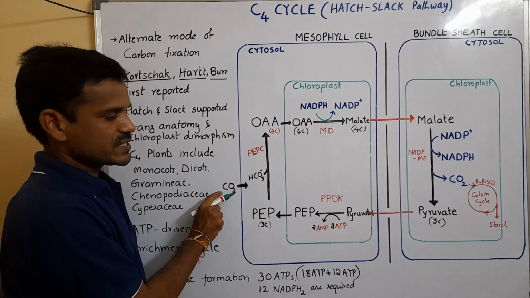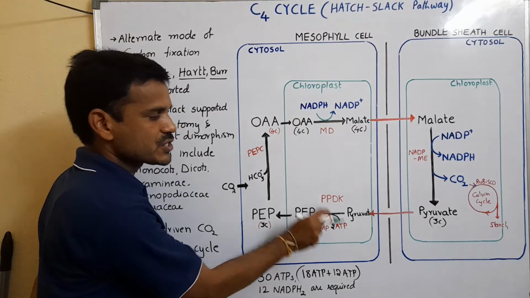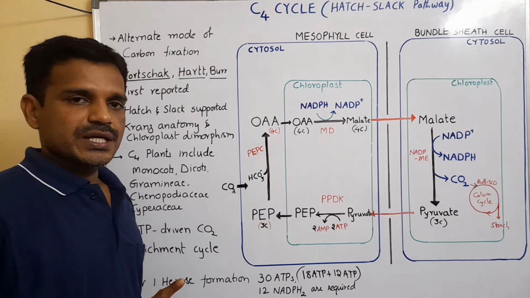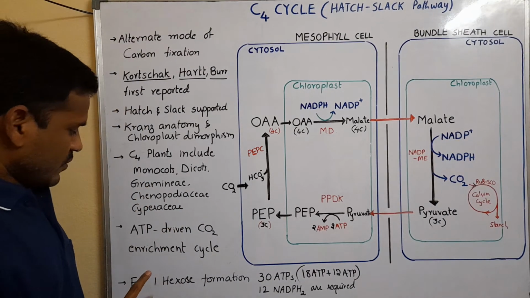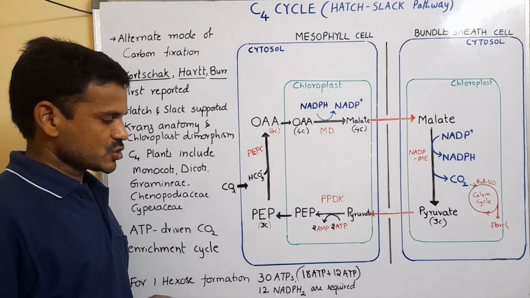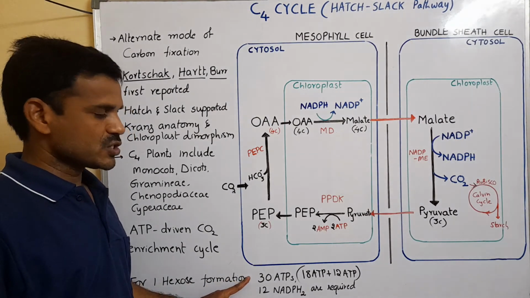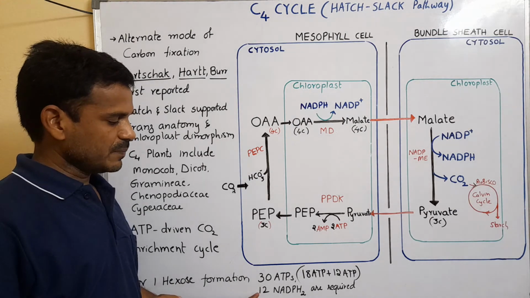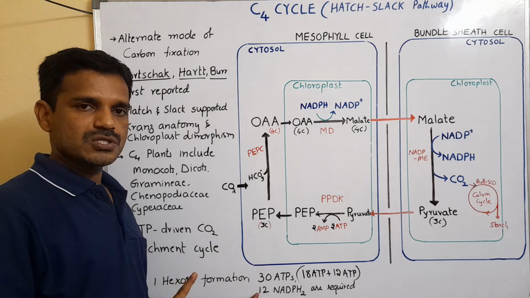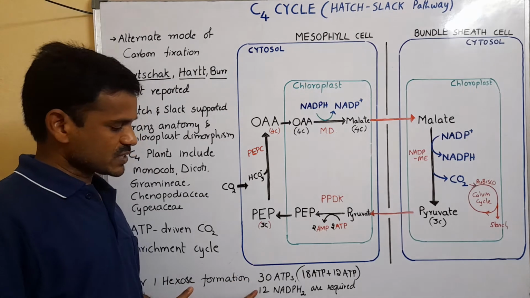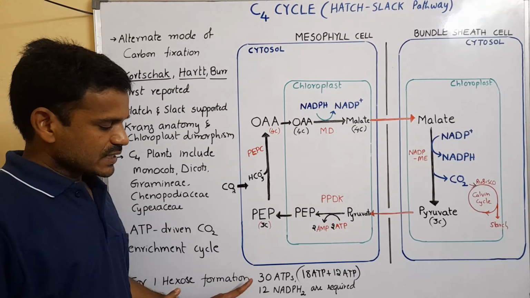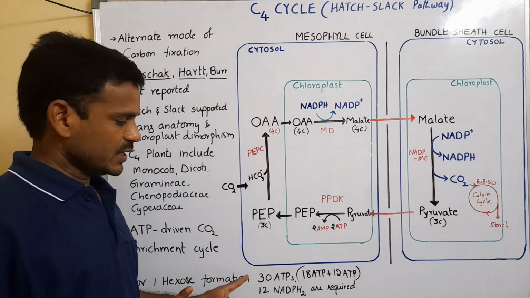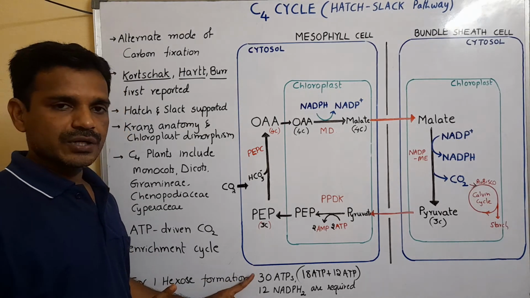For 6 CO2 fixation, 12 ATPs are additionally consumed in this step. So in the C4 cycle, for one hexose or one glucose formation, 30 ATPs and 12 NADPH2 are consumed. There is no change in the NADPH2 number. In the C3 cycle, 12 NADPH2 are consumed, and in the C4 cycle also the same. But in the C3 cycle, only 18 ATPs are consumed to produce one glucose molecule, but here 30 ATPs are utilized.